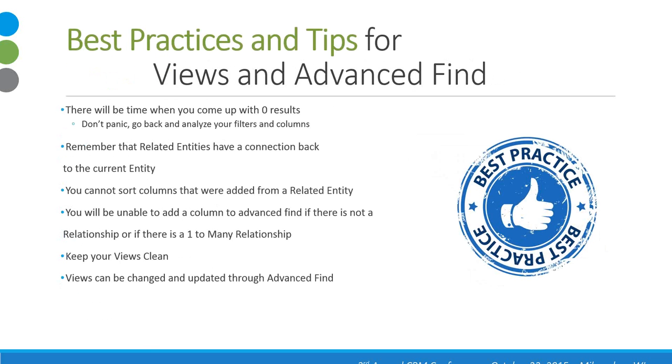Now I want to go over a few best practices and tips for views in Advanced Find. There's going to be times where you're going to come up with 0 results, and it's not going to make any sense because you know your data should have those results. Don't panic. Go back and analyze your filters and columns. Make sure you're filtering by the correct information, and also that you're looking at those related entities and understanding their connections. Because those related entities have a connection back.